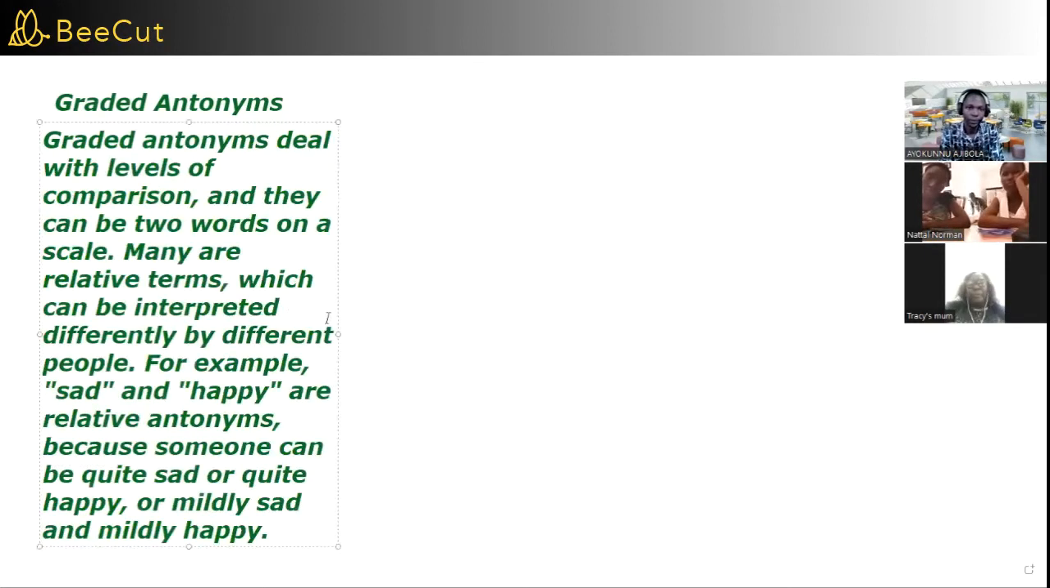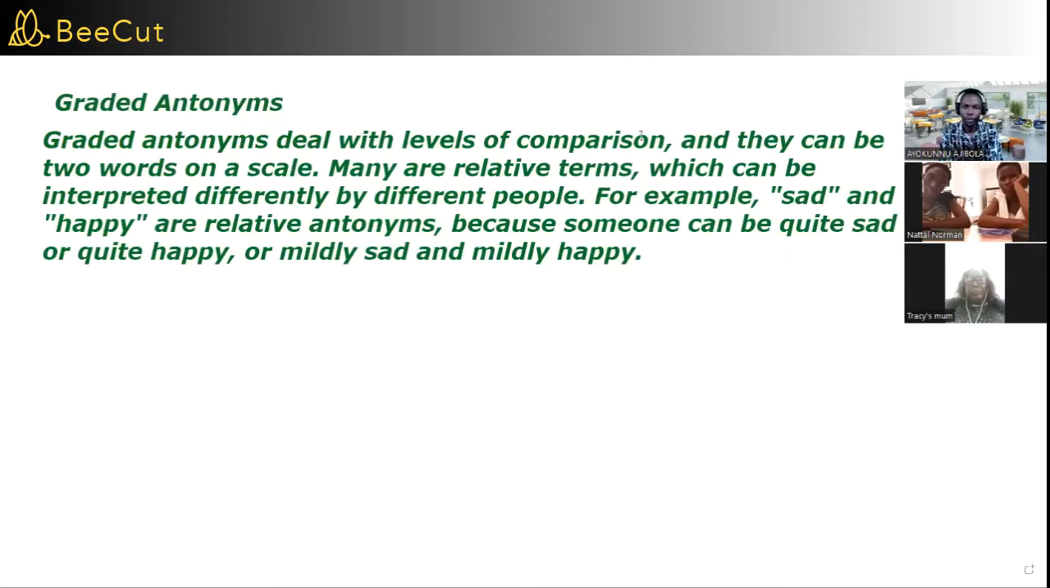So let's see what that is as we put it up here. Like I said, you don't need to put down the notes. I'm going to get you the lecture notes later, maybe through the video. So graded antonyms deal with level of comparison, and they can be two words on a scale. Many are relative terms that can be interpreted differently by different people. For example, sad and happy are relative antonyms. Why are they relative? Because you can talk about the level of sadness or the level of happiness. Is that clear now? Yes. So that is why such is called what? Graded antonyms. Very good.